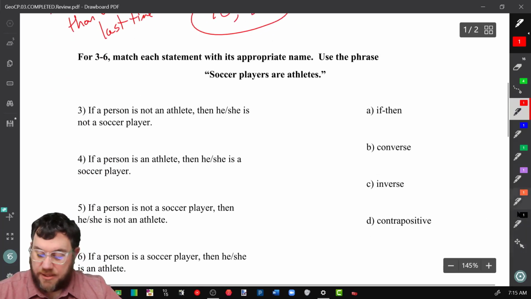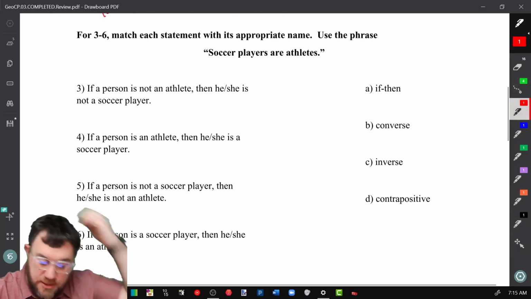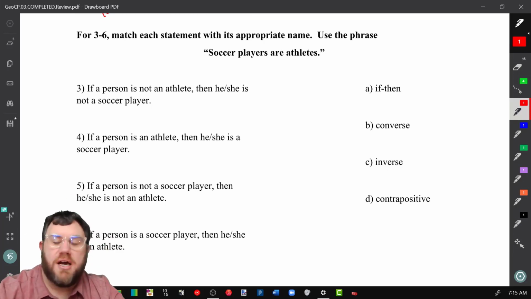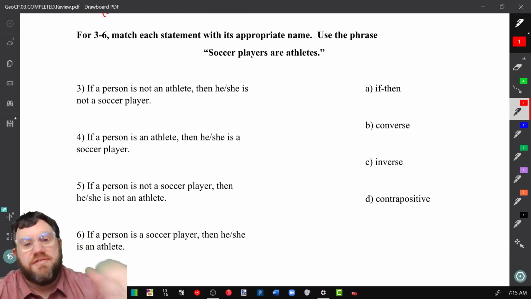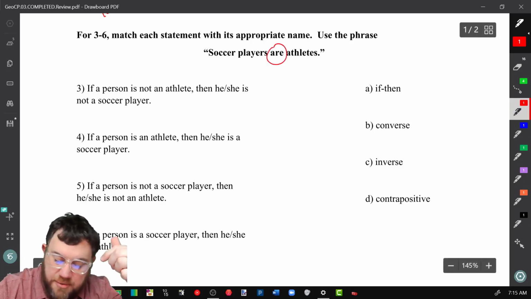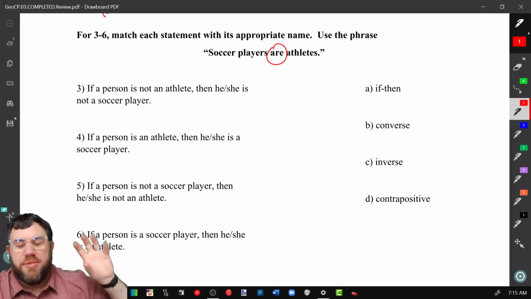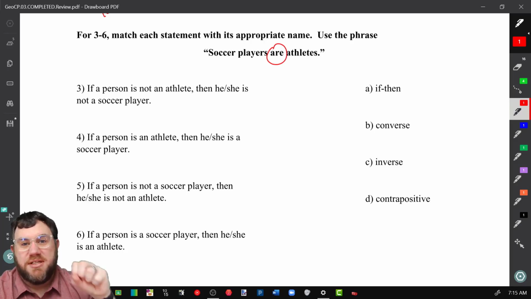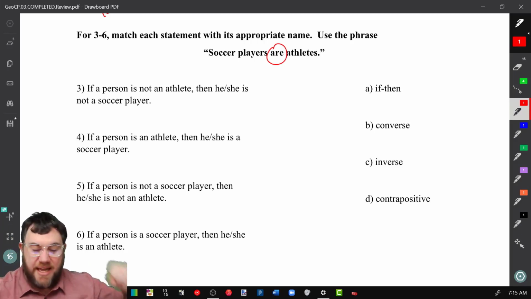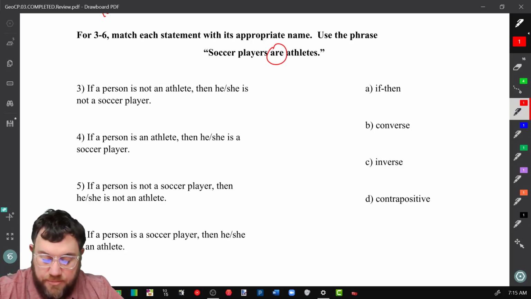All right, our next section is all about conditional statements, if-then statements. And we have this phrase, soccer players are athletes. The first thing we need to do is turn it into an if-then statement. Anytime you have the word are or the word is, those imply that those are definitions, because forms of to be mean that is how it exists. Soccer players exist as athletes. Anytime we have that, we know we can rewrite it as an if-then statement.